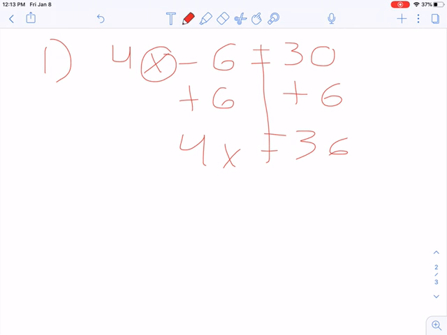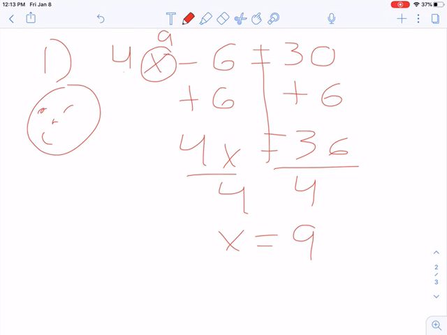Since I'm multiplying 4 times x, the opposite of multiplication is division. Divide by 4. x equals 9. I check it. Put the 9 in. 4 times 9 is 36, minus 6 is 30. So I put the smiley face in. That's how you do these problems.